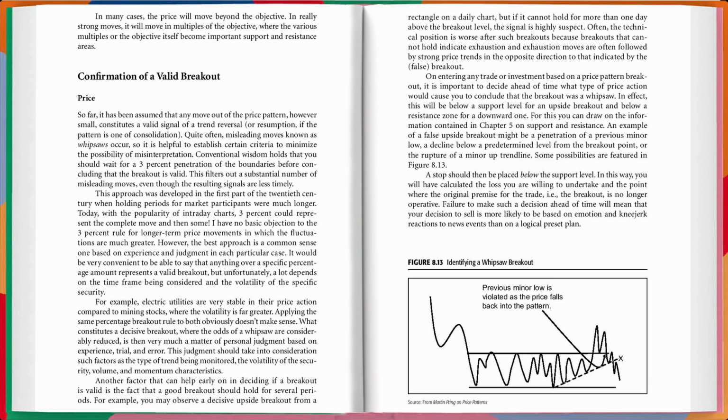An example of a false upside breakout might be a penetration of a previous minor low, a decline below a predetermined level from the breakout point, or the rupture of a minor uptrend line. Some possibilities are featured in Figure 8.13. A stop should then be placed below the support level. In this way, you will have calculated the loss you are willing to undertake and the point where the original premise for the trade, i.e., the breakout, is no longer operative.